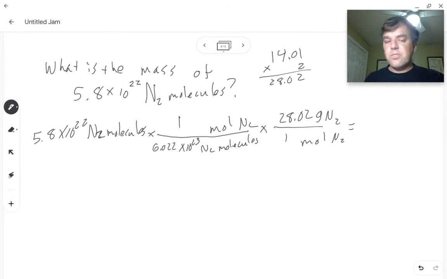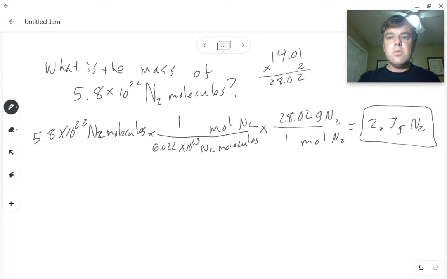And then we put this all into our trusty calculator. So 5.8 times 10 to the 22nd times 1 over 6.022 times 10 to the 23rd times 28.02 over 1. And I'm getting an answer that should have 2 significant figures in it. So we're going to call that 2.7 grams of nitrogen.